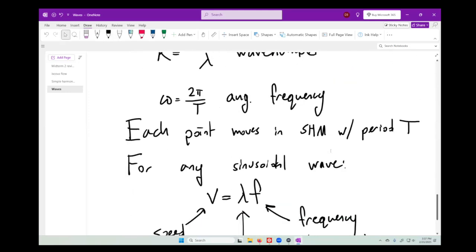Yeah, so that's what I'm saying here. So is the frequency of the particles in the wave the same as the frequency of the wave itself? Yeah. So the period of the wave is the period of the simple harmonic motion of the particles.